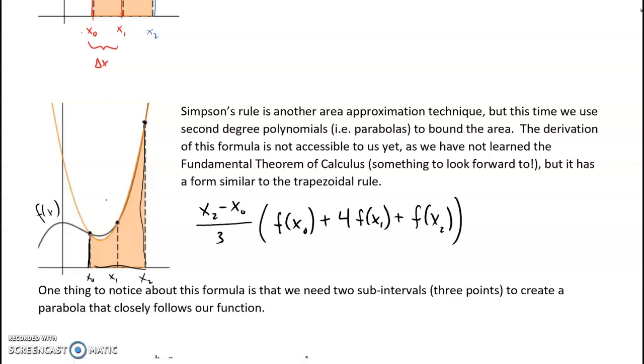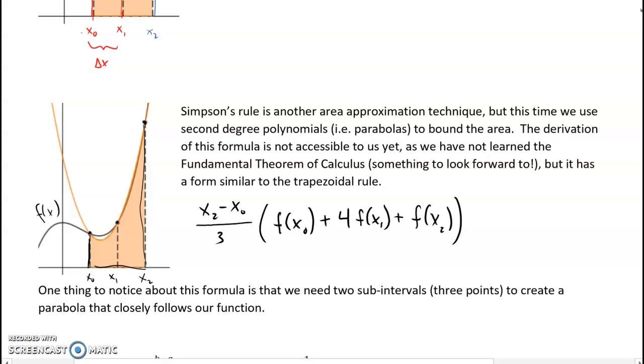I mentioned this a minute ago, but make sure you understand that we actually need 3 points to determine that parabola. So that means that we need x0, x1, and x2 in order to use this formula, which means that we actually need 2 subintervals to get 1 piece of area. What ends up being the result of this is that n has to be an even number because we have to be able to pair them up.